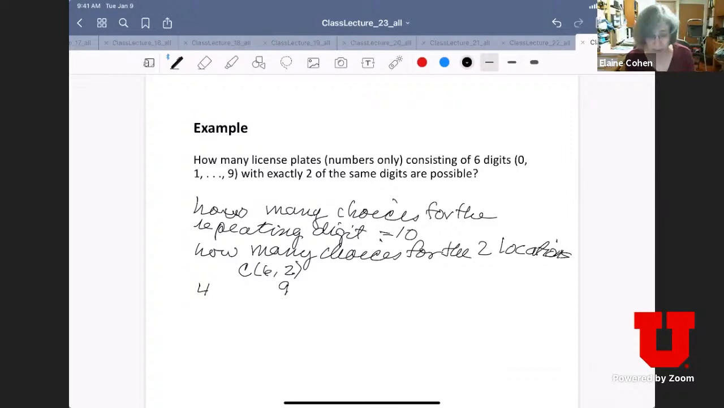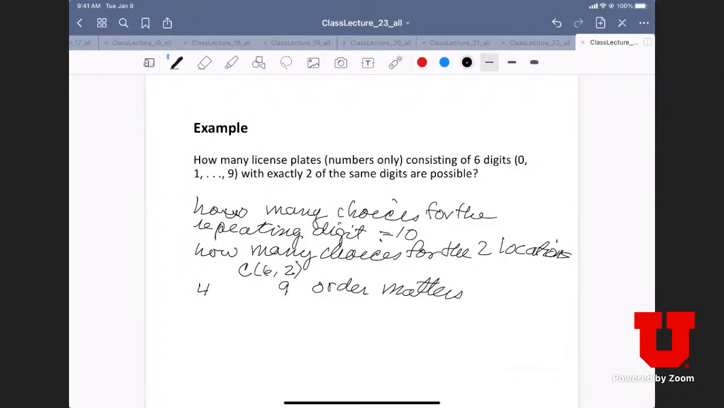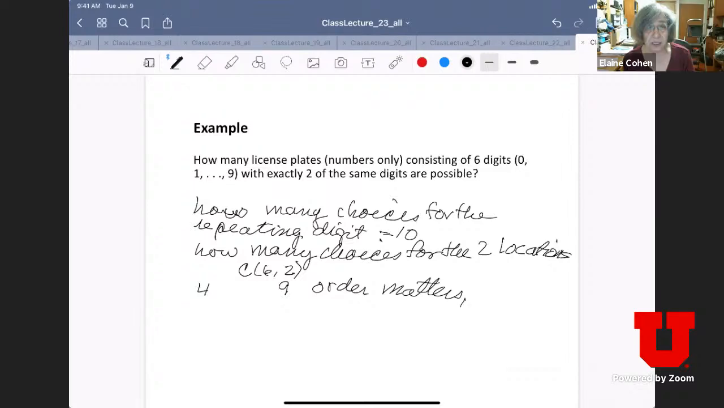Yeah, it's a license plate. Order matters. Are we allowed repetition? No, because then that would ruin the exactly 2 with the same digits condition. Yes, no repetition. Very good. So what does that tell us? That says permutations of 9 things taken 4 at a time.